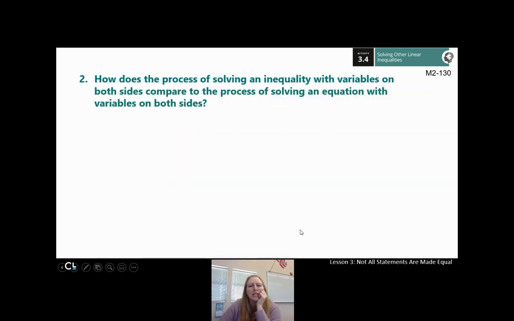So number 2 is asking, first of all, how does the process of solving an inequality with variables on both sides compare with the process of solving an equation with variables on both sides? Go ahead and hit pause. Write down your thoughts. Hit play to keep the discussion going.